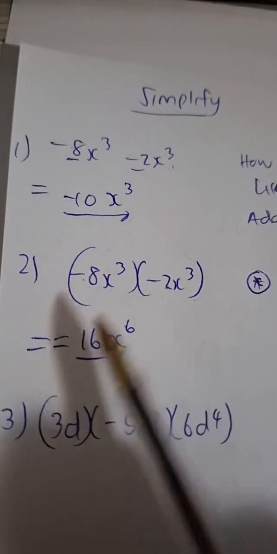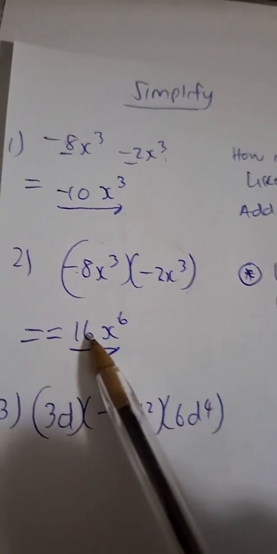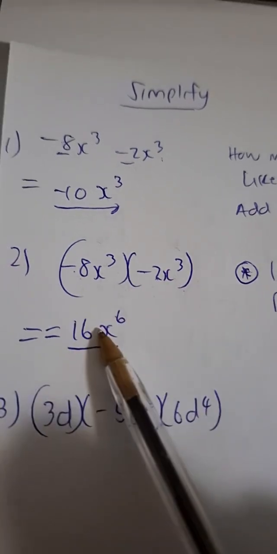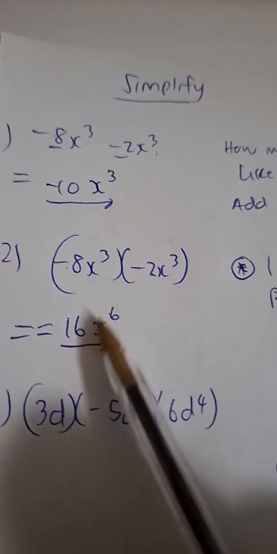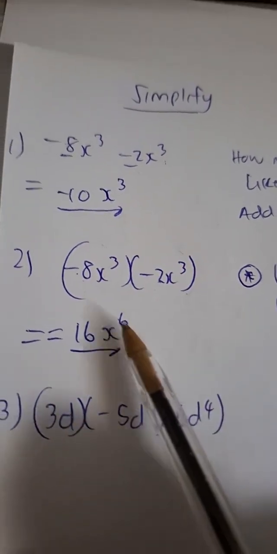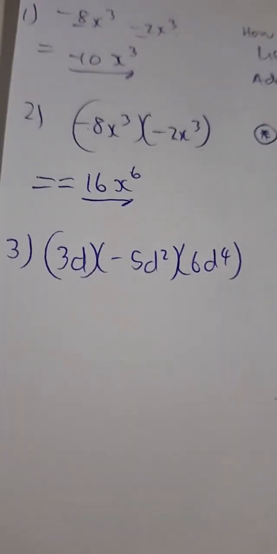So a negative times a negative gives us a positive answer. 8 times 2 gives us 16. X to the power 3 times x to the power 3, we keep the base. When we are multiplying same bases, we add the exponent. So it's 16x to the power 6. Hope you understand. Now we are here, guys.